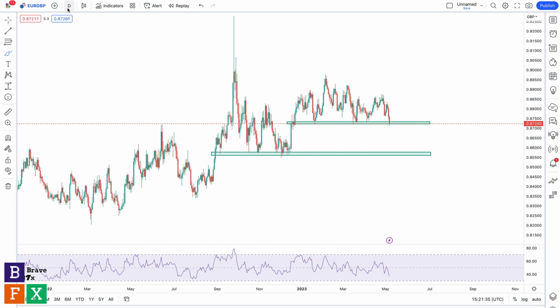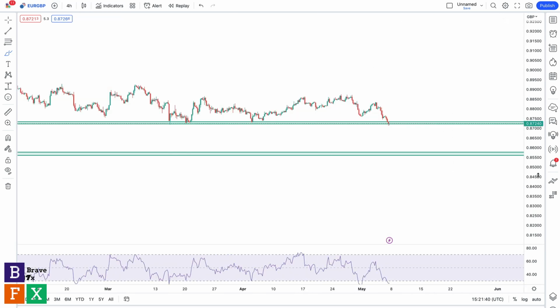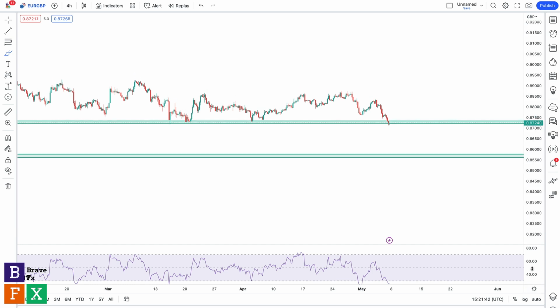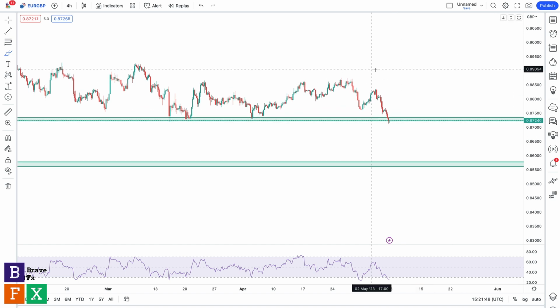So going on to a lower time frame, I'm going to start from the 4 hours time frame. There seems to be a bullish divergence on the 4 hours time frame, but that bullish divergence is not yet confirmed. Okay, so you can see this is the support level we had on the daily time frame.